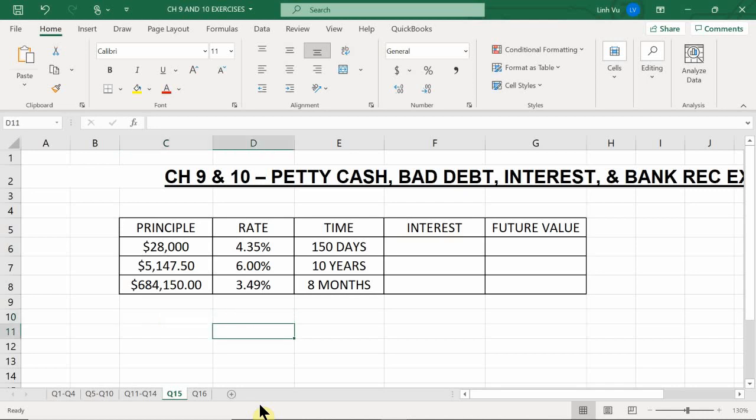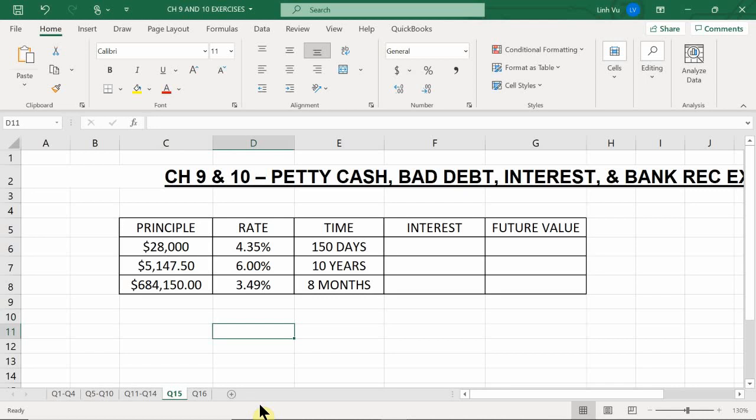Was it just principal times rate? Principal times rate times time, right? Like PRT, I. So in this case, it's principal times rate times time. Now in this case, my rate is an annual rate. What about my time? It's 150 days.